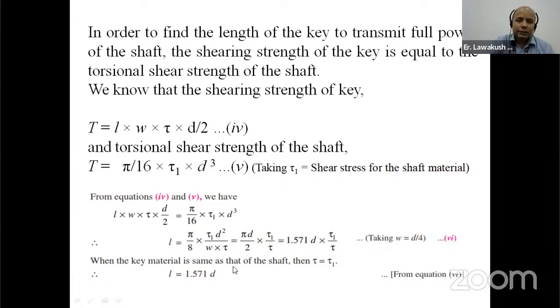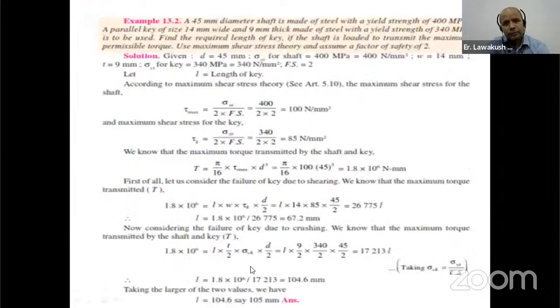When the key material is the same as that of the shaft, in that case tau 1 will be equal to tau. Now finally from equation number 6, when we put tau 1 equal to tau, we get finally l equal to 1.571 into d. Now we will consider a numerical, since this topic is related to numerical, and the lecture will be incomplete without the discussion of the numerical.